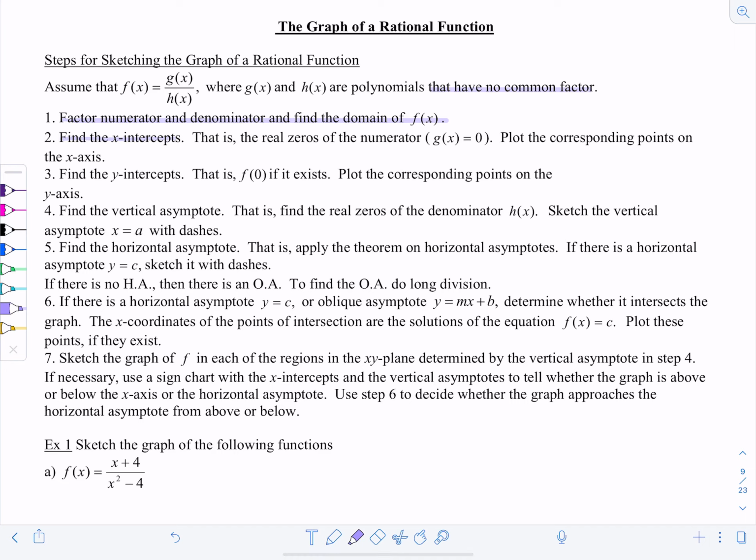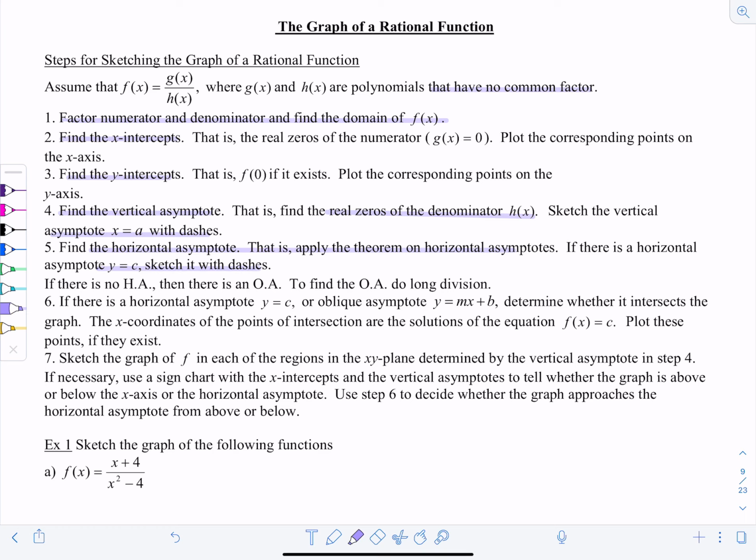Then you're going to find the x-intercepts and plot them, find the y-intercepts and plot them. Then you find any vertical asymptotes. Sometimes you might have more than one. Remember, we find those where the denominator h of x is equal to 0 after your rational function has been completely simplified. And when you sketch that asymptote x equals a, use dashed lines. And then again, you're going to find the horizontal asymptote, which we went over previously, and find the equation of it. Make sure you write y equals c, or whatever the constant is, and sketch it with dashes.